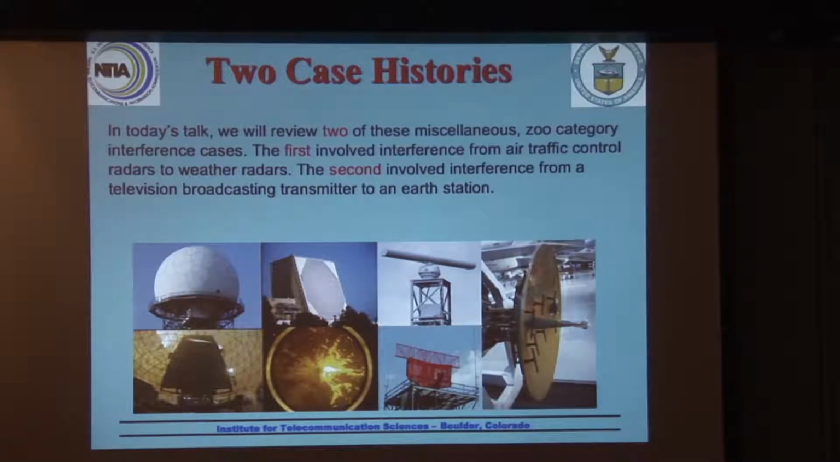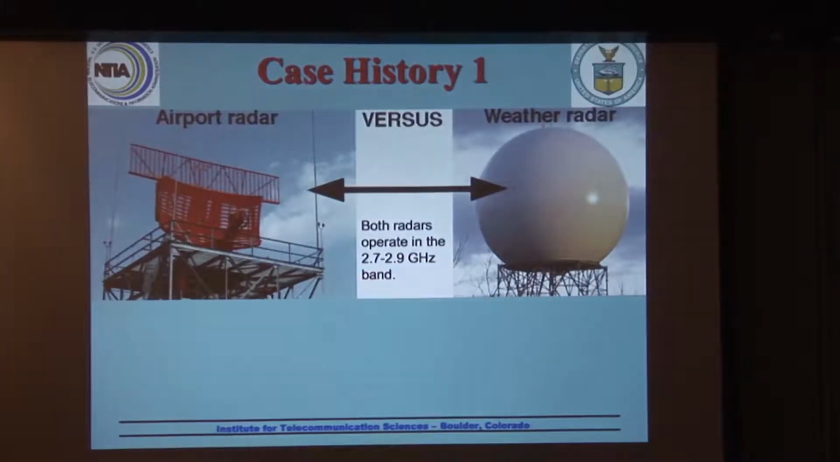So today we're going to look at 2 case histories. And the first one involved interference from an air traffic control radar into a weather radar, and it turned out that the problem actually was either occurring or was a potential problem at locations all over the United States. The second problem involved interference at a single location from a television broadcasting transmitter into an Earth station. And at first it looked like it might be kind of a garden variety problem, but it turned out to be a little more complicated than one might have thought. So, case history number 1.